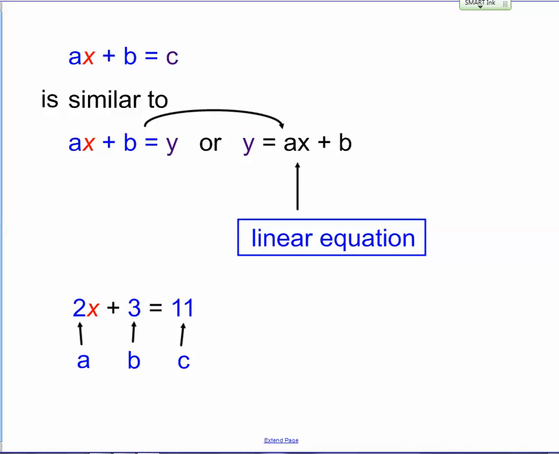So what I want you to notice is that this looks a lot like this. And you've been graphing these, you've been putting this into your calculator. If we just switch the sides of the equal sign, this is what this looks like. This is ax plus b equals c. So we're just changing c to y, and you've graphed this a lot. Y equals a half x plus 5, or y equals 2x minus 7. These are all linear equations that we've been working with all year.